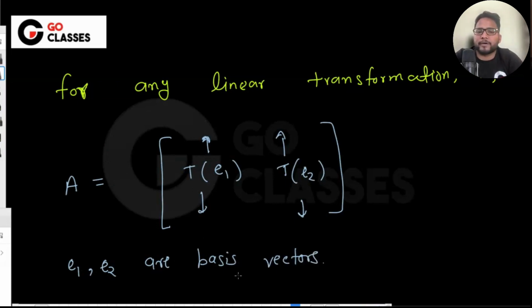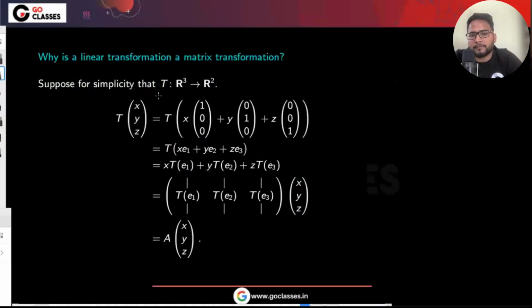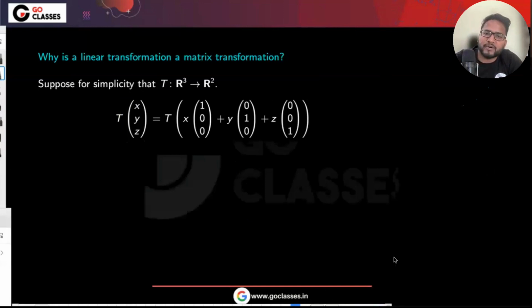Okay. So let me tell you what I mean by that. Let's just see with this example. Let's suppose you are taking the transformation of any random vector xyz. Then can you write the xyz like this? Is this okay to you guys? Can you write xyz like this? Yes, right? I mean, x into the first basis vector, y into the second basis vector, and so on. You can definitely write xyz like this.